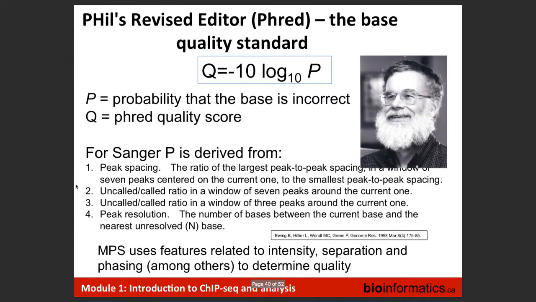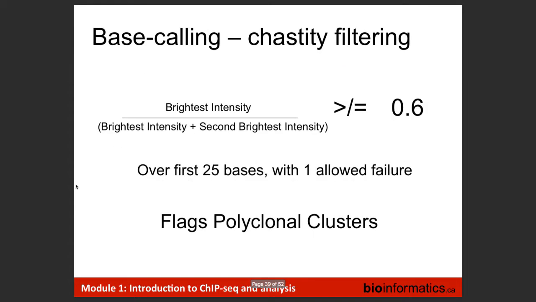Okay, so there are two things that I want to talk about. One is chastity filtering. This is something that you will see in the image files, and it is one of the quality metrics that the Illumina sequencer generates. So what is chastity filtering? It relates to the question that was asked earlier about that orange cluster, a cluster that is a mixture of two different fluorescent nucleotides.